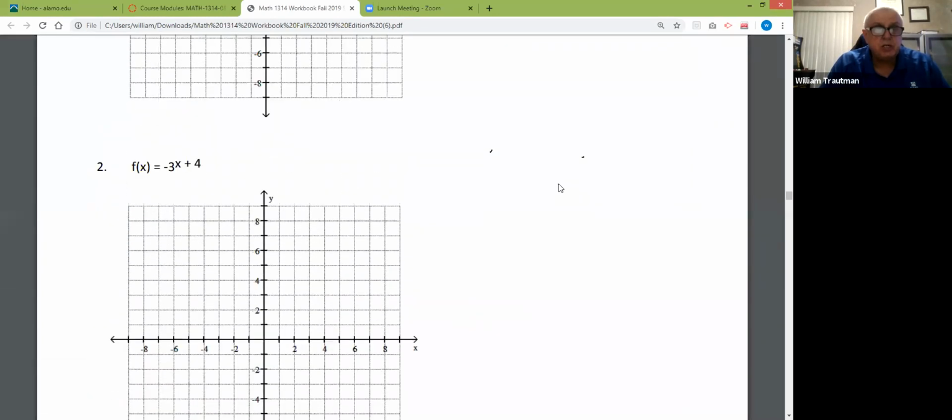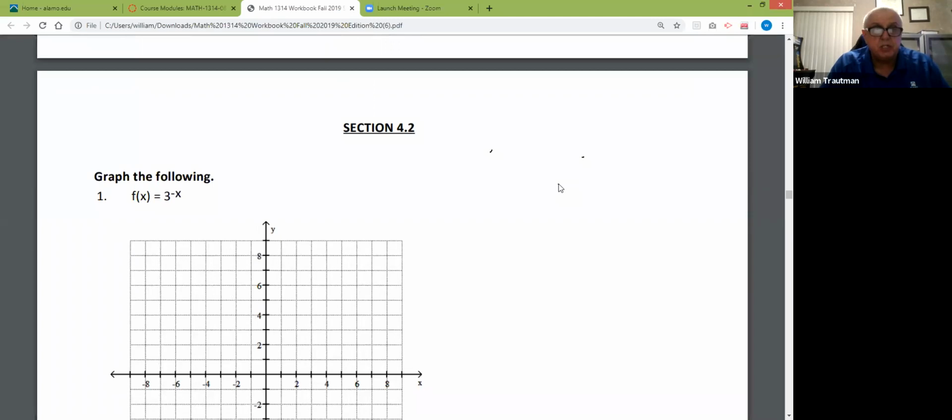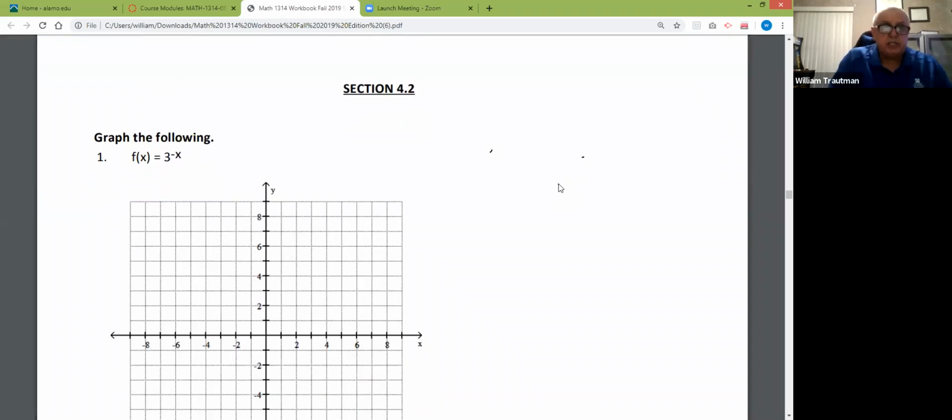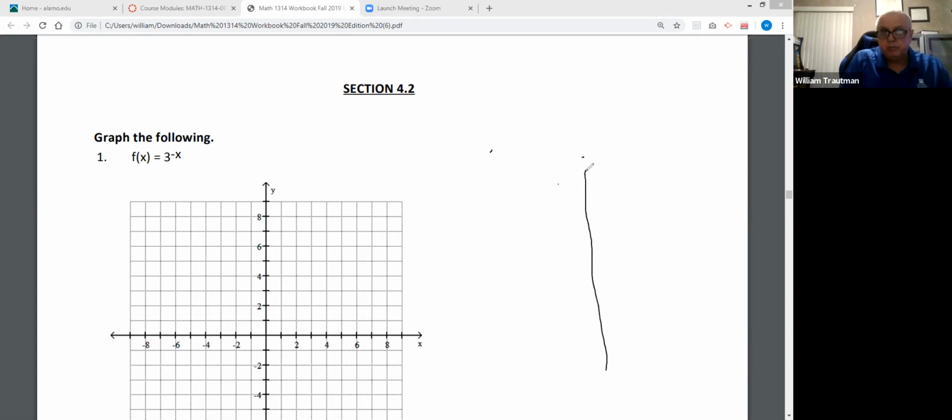I'm not doing this one first. I wanted to do a positive one first, so I'm going to do an extra one over here. I'm going to use this graph and then erase it. I'm not doing this one right now. I will come back to it. But I want to just do 3 to the x power.